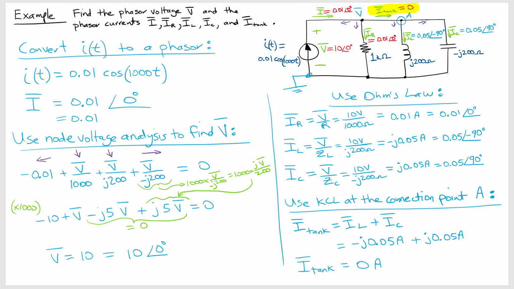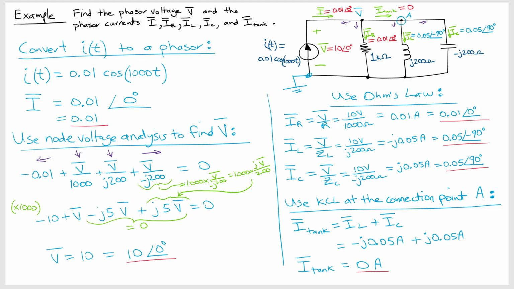Okay, so that is super interesting. And what that means is that we could actually remove this circuit and it wouldn't change the voltages or currents in the rest of the circuit because there's no current flowing into the parallel inductor and capacitor. That's its property. And this property is only satisfied at that frequency, at omega equals 1000.